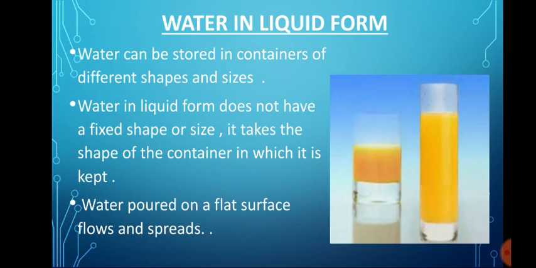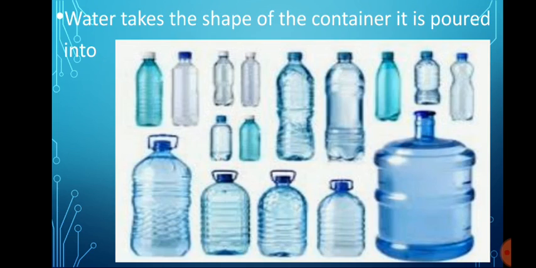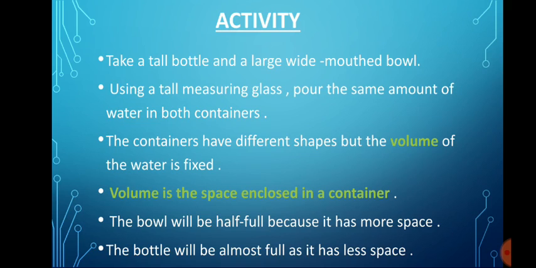Means, if you keep the water in a glass, then it will take the shape of the glass. If you keep the water in a bowl, then it will take the shape of the bowl. If you keep the water in a bucket, then it will take the shape of the bucket. Water poured on a flat surface flows and spreads. Here in this picture, you can see the image of different types of containers with different shapes and sizes in which water is kept.